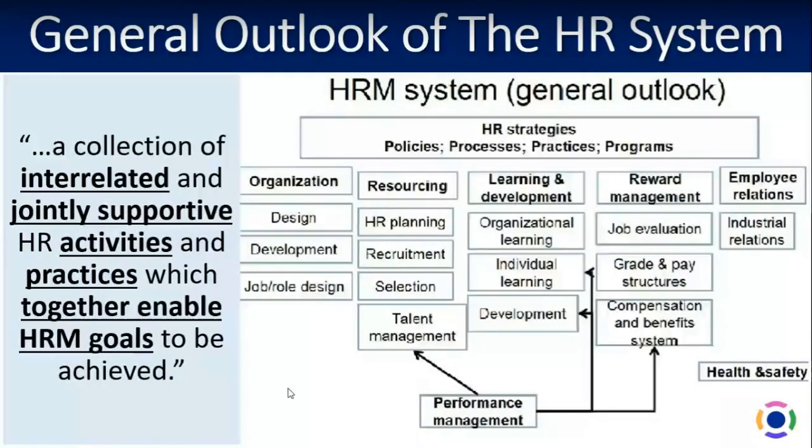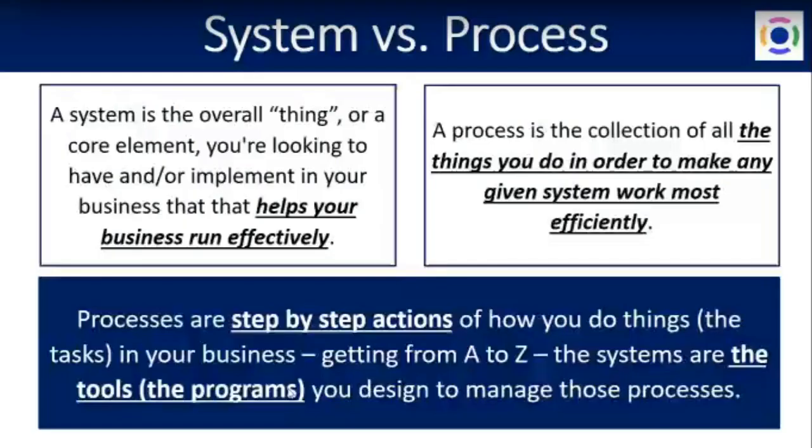Okay, so we've talked about this. It's still the same thing. Now, I just decided to do this so that it will help you to understand better. System versus process. We've been using these words. A system is the overall thing. Now, we're talking about HR management as a system and HR management as a process. So HR as a system is the overall thing, or a core element, you are looking to have or implement in your business that helps your business run effectively.